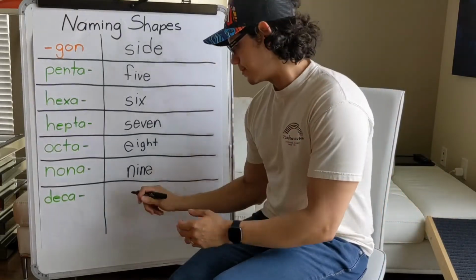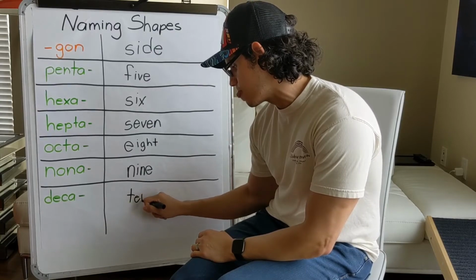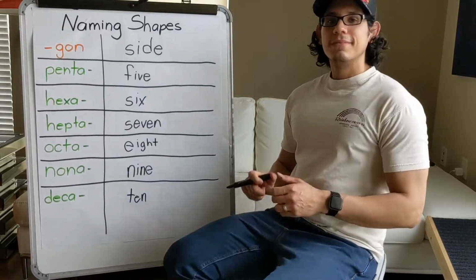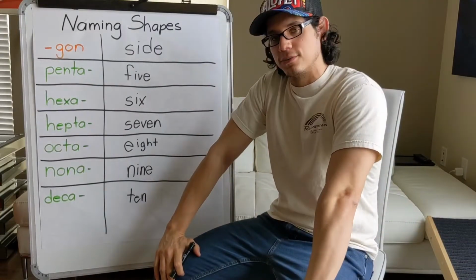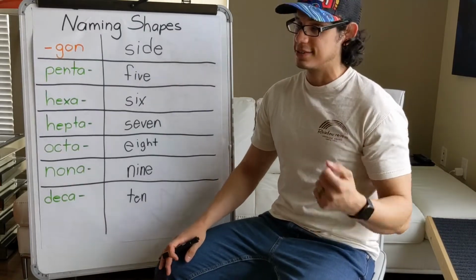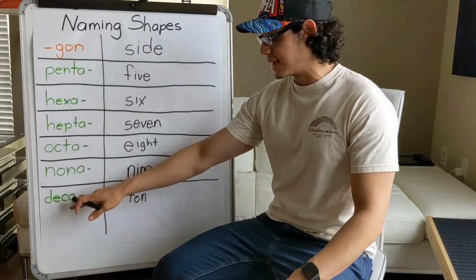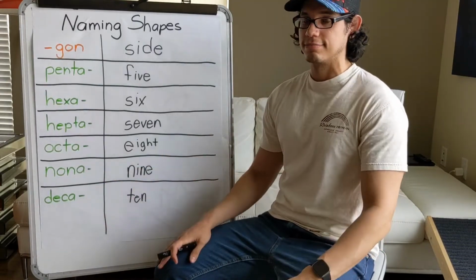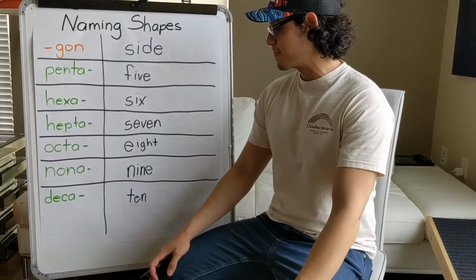Deca means 10, and I don't have a great way of remembering this one, except that if you know Spanish, you know that 10 is diez. So both start with D, deca and diez. Diez means 10. That's kind of how I remember it, because I'm a native Spanish speaker.